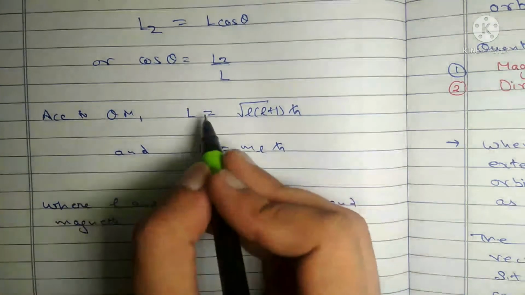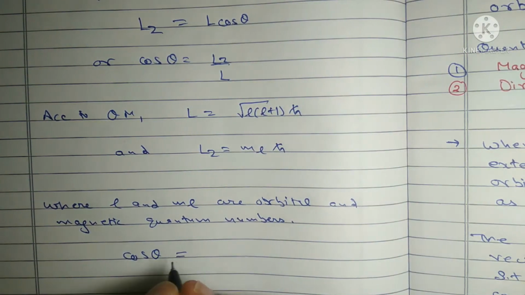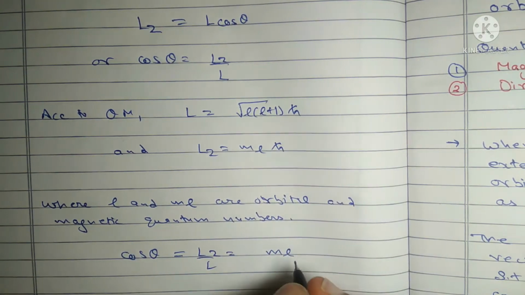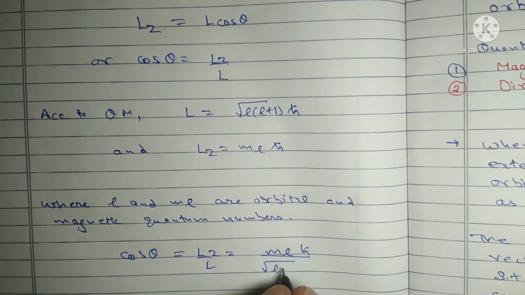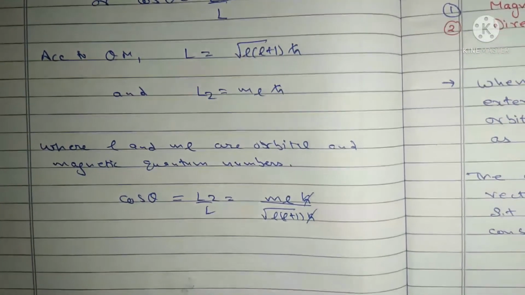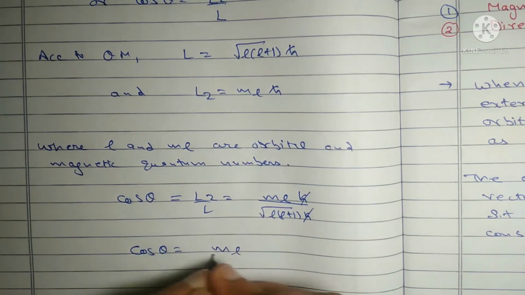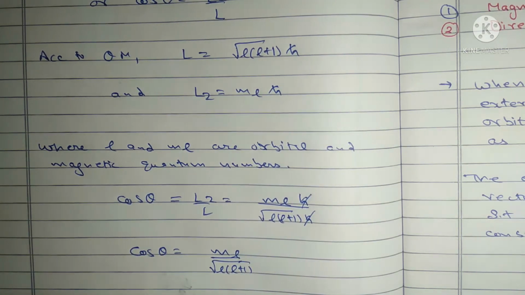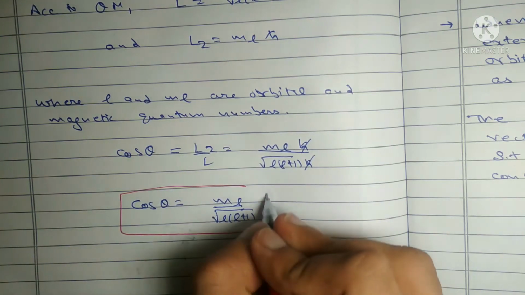Now just put the values of L and Lz here. So cos theta is equal to Lz by L, which is equal to ml h cross over root l(l+1) h cross. H cross is a canceling term. So cos theta is equal to ml upon root l(l+1). This is our main relation in space quantization.